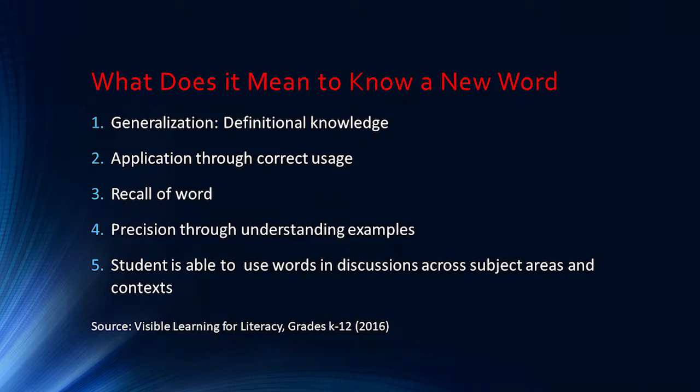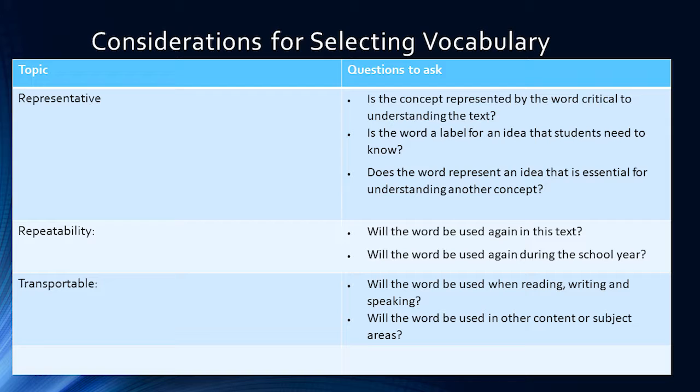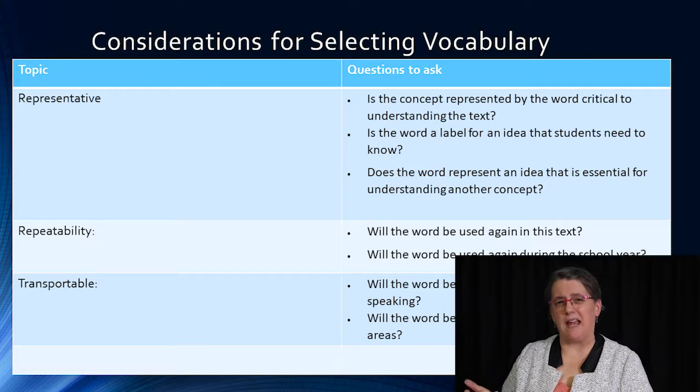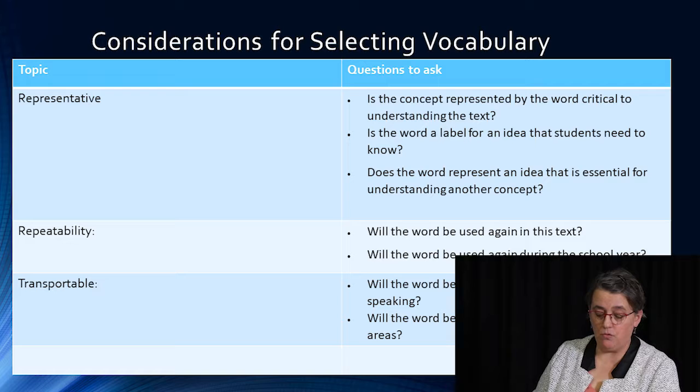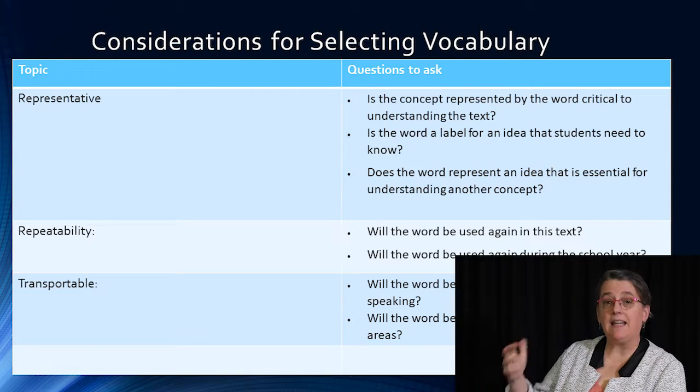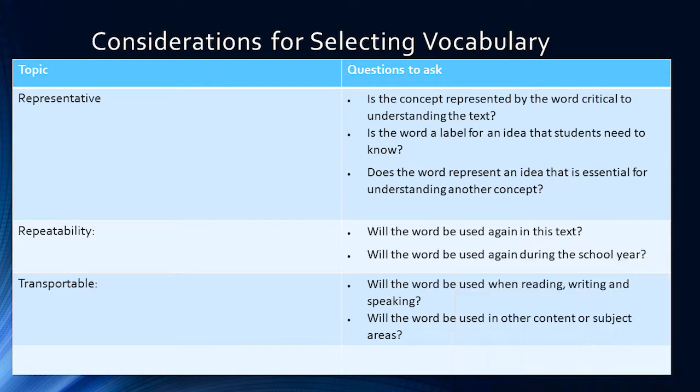A big question, and one that we want teachers to think about more, is how do you decide which words to teach? So again, there's a series of 6 questions that you can consider. Number 1, is it representative? Is this a word that the child needs to understand other ideas? Number 2, repeatability. Will it be used again in that same text or throughout the year? Number 3, transportability. Is it used across all 6 of the English language arts and across all subject areas? If it is, then you might want to teach it.